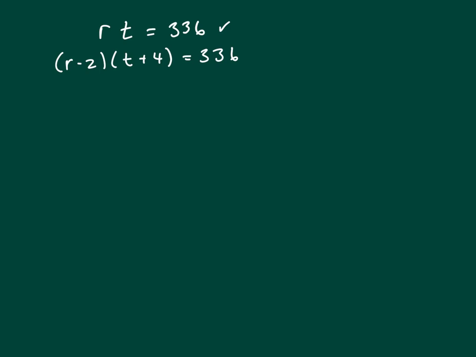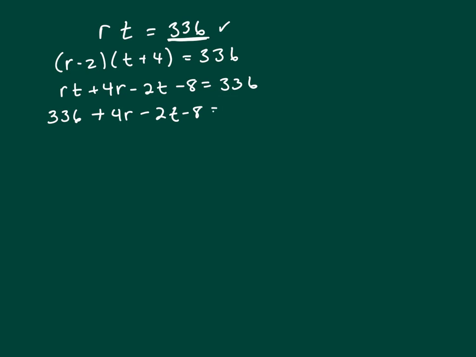So I think I'd like to work it like this. Let's FOIL out the left side. That gives me RT plus 4R minus 2T minus 8 equals 336. Problem is we've got 2 variables, R and T. But the nice thing is we know that R times T is 336, so substitute that in. And then those 336's fall out, and you're left with 4R minus 2T minus 8 equals 0.